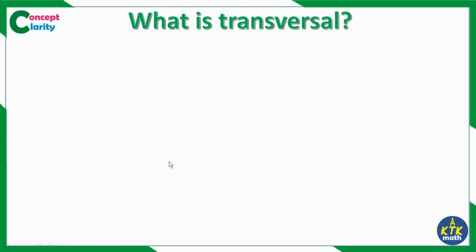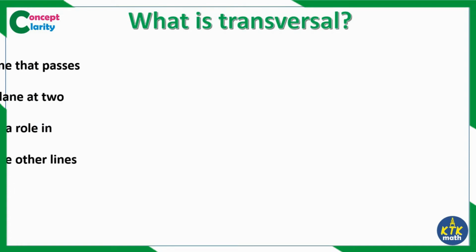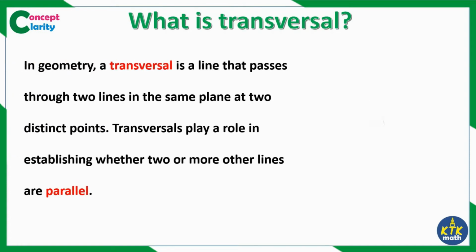Hi students, in this video we are going to learn complete concepts of transversal. Now let's begin with the definition of transversal. In geometry, a transversal is a line that passes through two lines in the same plane at two distinct points. Not only two lines, it may give us two or more lines. Transversals play a role in establishing whether two or more other lines are parallel.